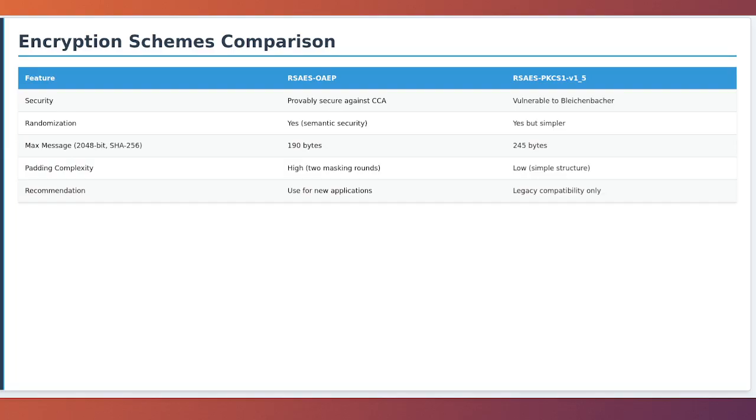For new applications, always use RSAES-OAEP unless you have specific compatibility requirements that mandate PKCS 1 version 1.5. If you must support PKCS 1 version 1.5, ensure your implementation includes protections against known attacks. Even better, consider whether you really need RSA encryption at all. For most applications, a hybrid approach where you use elliptic curve Diffie-Hellman for key exchange and AES-GCM for bulk encryption provides better performance and security than RSA-based encryption.